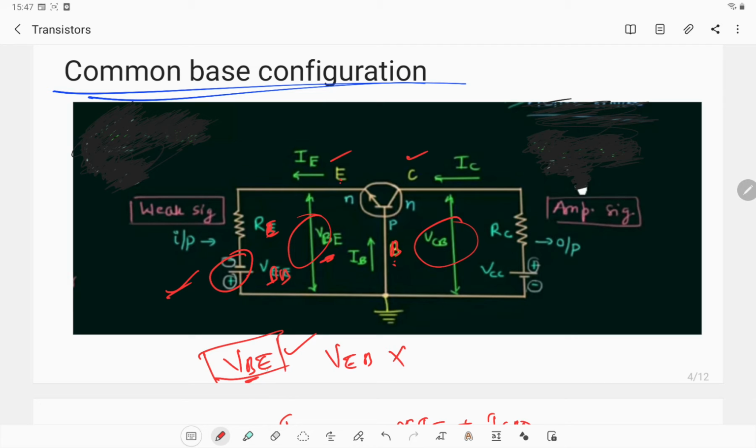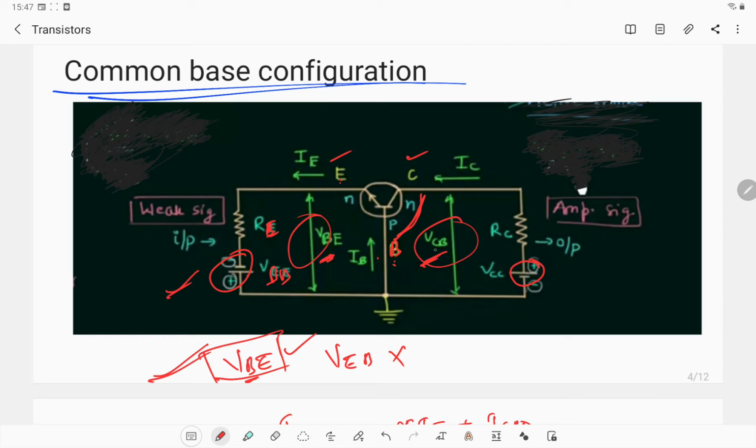Therefore, base is at high potential, emitter is at low potential, therefore VBE is correct. There is a potential difference between base and emitter, that is VBE. And this is a biasing battery in the output circuit, this is nothing but VCC. The potential difference between collector and base is VCB.